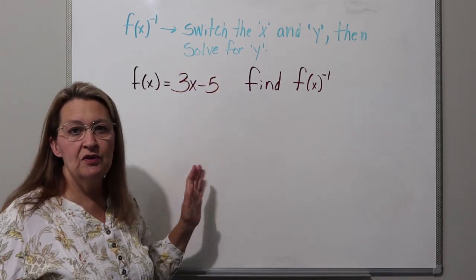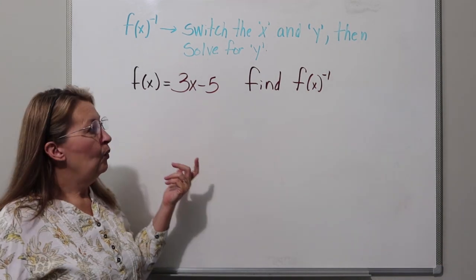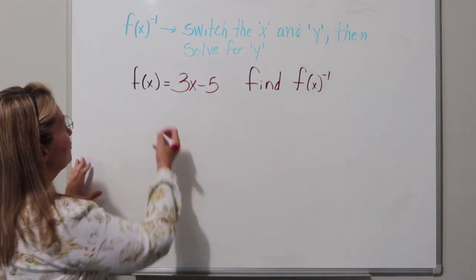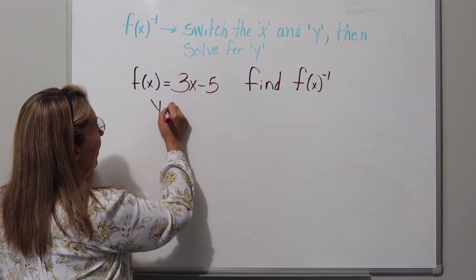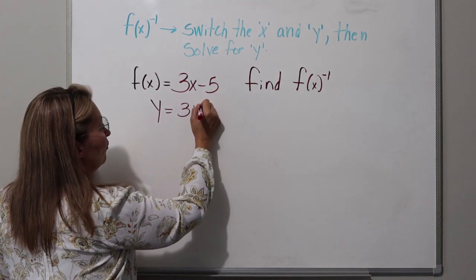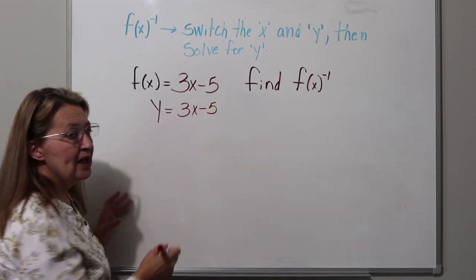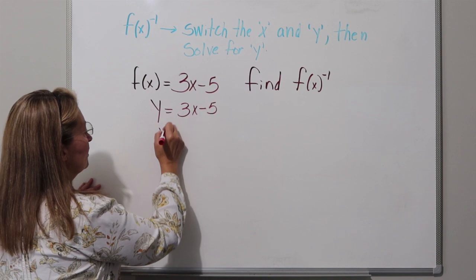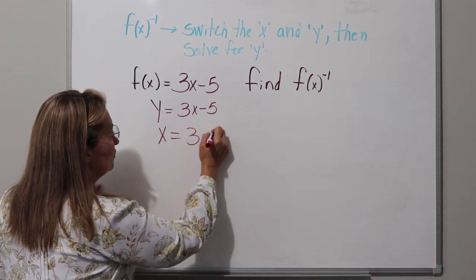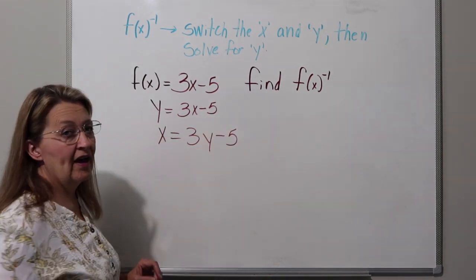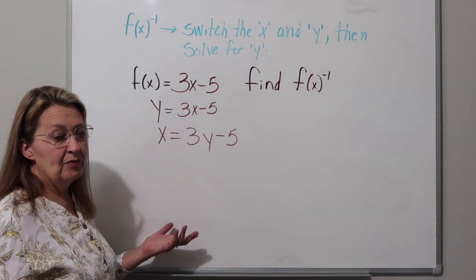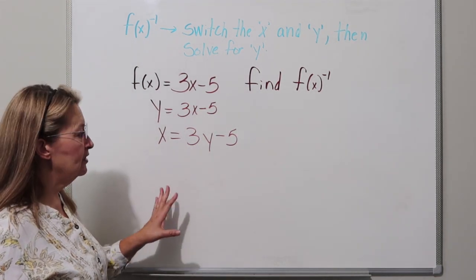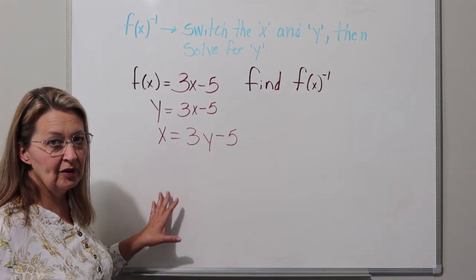The first thing we have to do is switch the x and the y. Well, you don't see an x and a y, but if you'll remember, you can always replace your f of x with y. So now we have y is equal to 3x minus 5. So let's switch the y and the x. That's going to give us x is equal to 3y minus 5. Okay, that part's simple. Now we're going to solve it for y, just like you've been doing since you learned how to find y is equal to mx plus b.